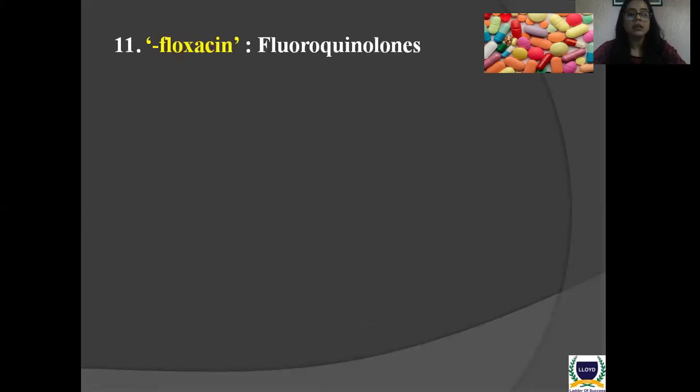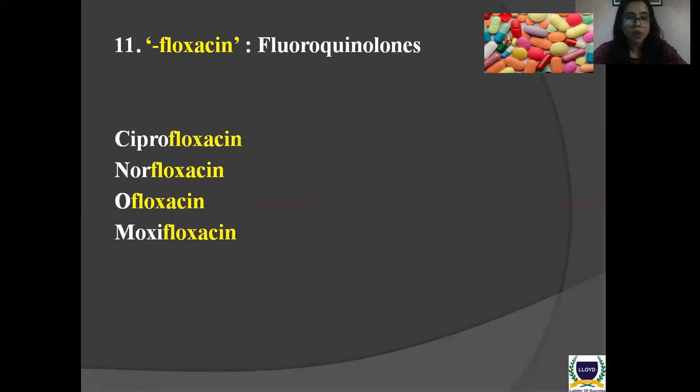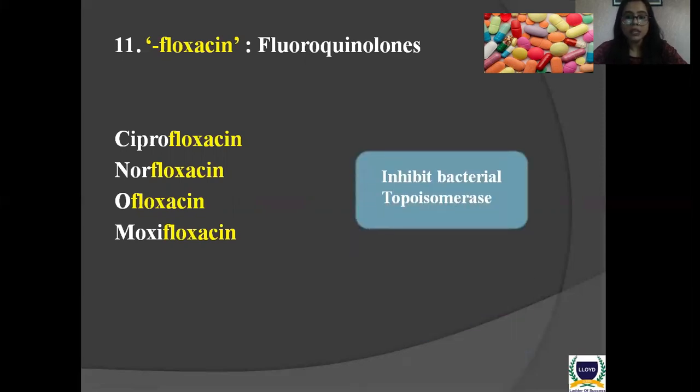Our next suffix is floxacin. Floxacin indicates they are fluoroquinolones. Fluoroquinolones include the drugs ciprofloxacin, norfloxacin, ofloxacin, and moxifloxacin. All these basically inhibit the bacterial topoisomerase.